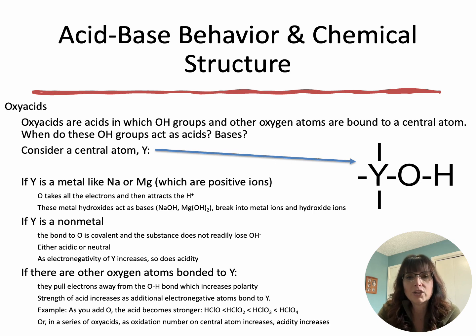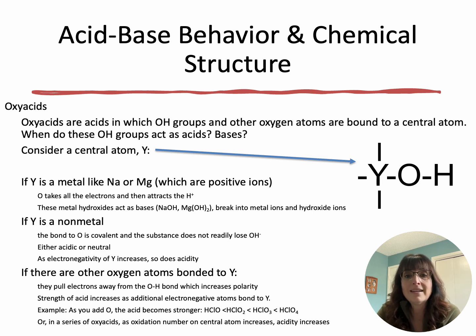If Y in my generic example here is a metal like sodium or magnesium, what happens is the O is very electronegative and it's pulling all the electrons toward it. So now O is super, super negative, which attracts that H to the O. So the O and the H hang out together as their own little ion, and we get a metal hydroxide, like sodium hydroxide or magnesium hydroxide. So these will break down into metal ions and hydroxide ions.